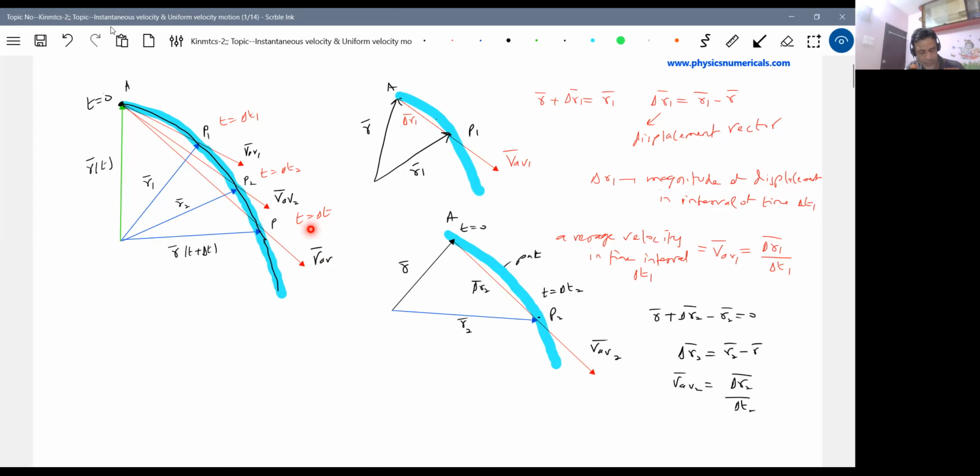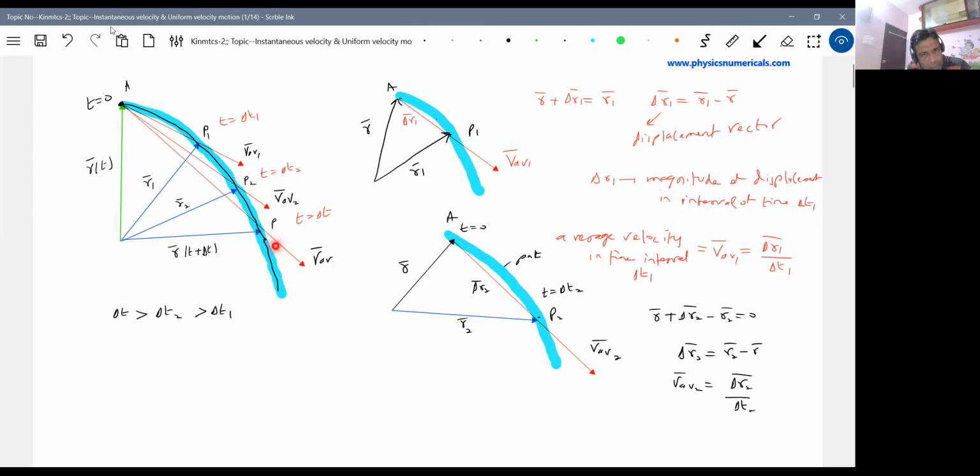So what I'm going to do is decrease this time interval delta T. The time taken to move from A to P is delta T. Time taken to move from A to P2 should be delta T2. I think this time is less. Like this, if I keep on decreasing this time interval, then what will happen to the average velocity vector? Delta T will be greater than delta T2, greater than delta T1, as I keep on decreasing the time interval during the motion.